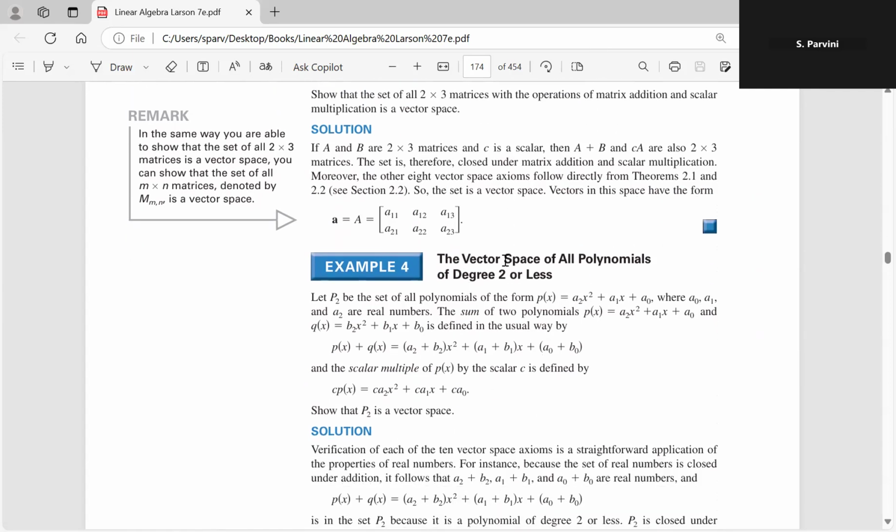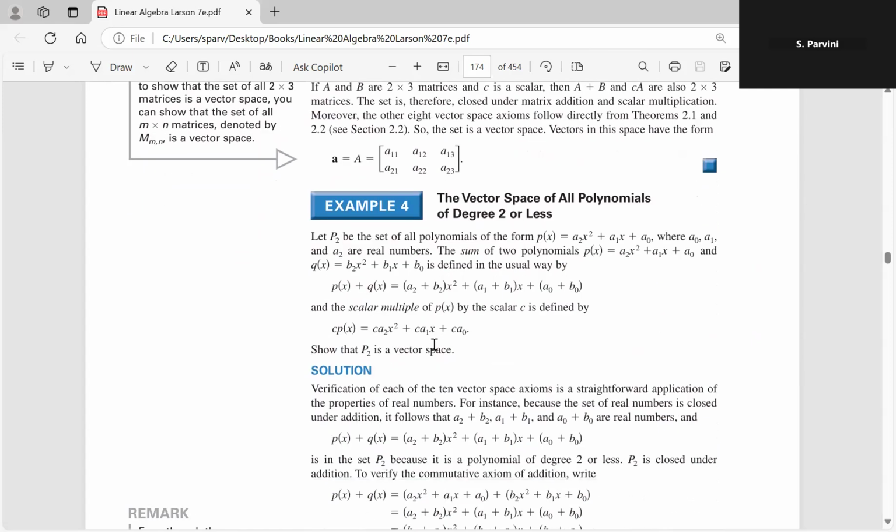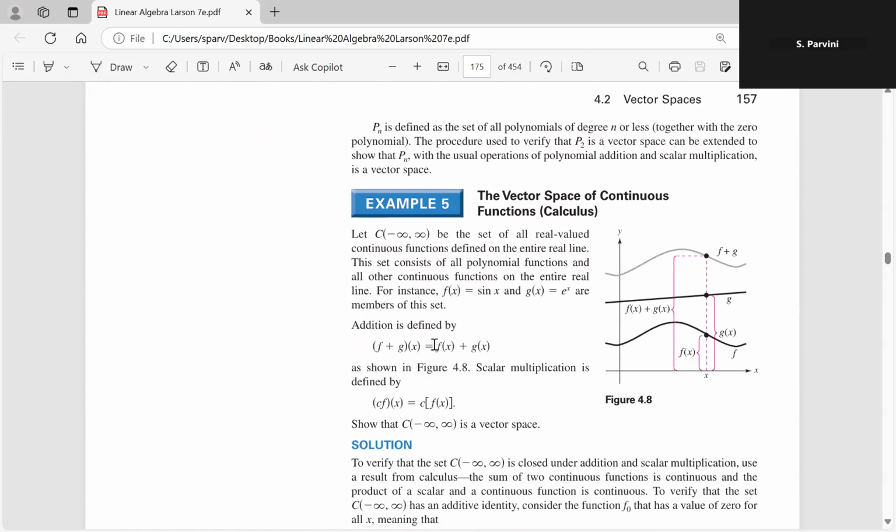And this one, look at the vector space. This is all polynomials of degree 2 or less. In other words, these are all quadratic polynomials, right? This is the vector space for all quadratic polynomials. And we'll go do our own in just a moment.